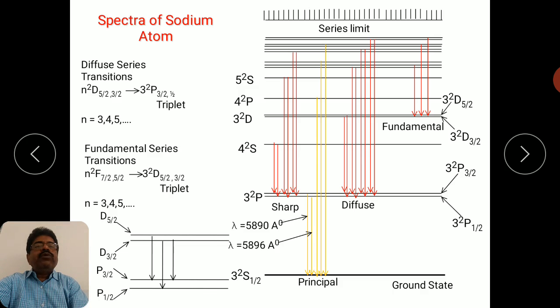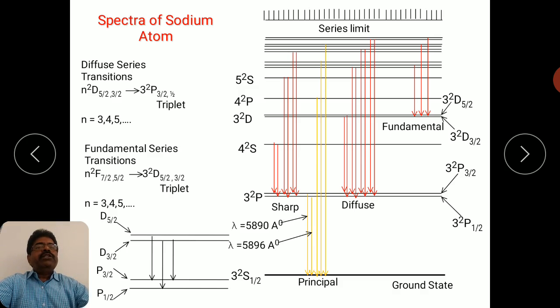Again, the second arrow, the vertical arrow in the downward direction: D 3/2 and P 1/2. So 3/2 minus 1/2 is again 1. So that is allowed. Then the third arrow, D 3/2 and P 3/2: 3/2 minus 3/2 is 0. So delta J is equal to 0, and that is also allowed.